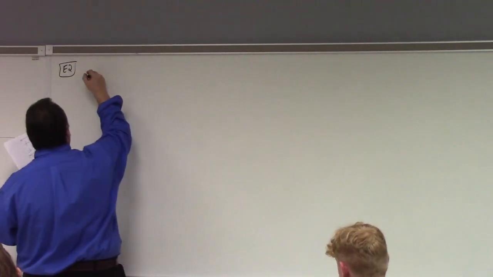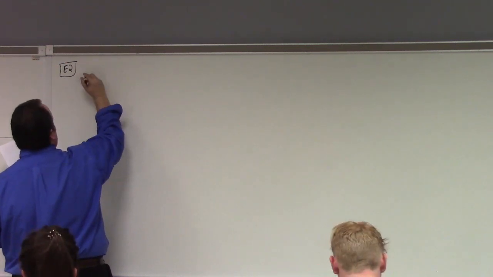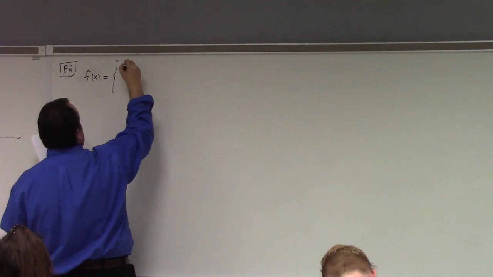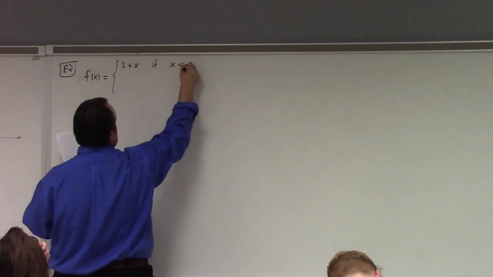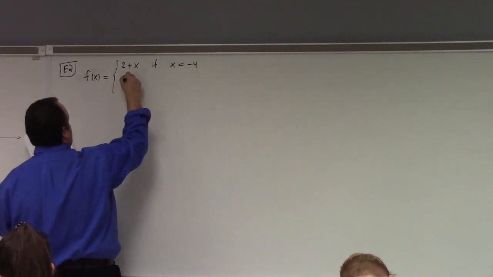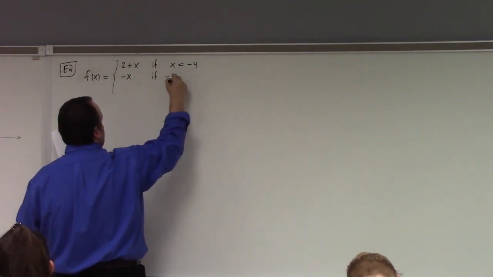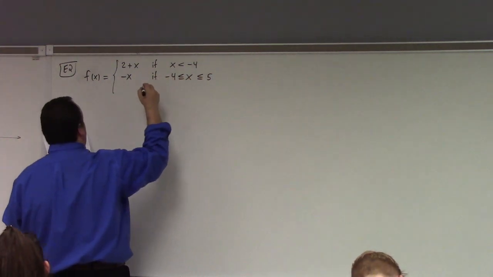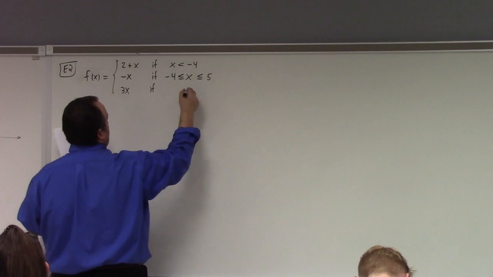Here's another one. We could talk about f of x equal to, this one will have 3 cases. All right, you guys ready? 2 plus x if x is less than minus 4, and then minus x if minus 4 is less than or equal to x is less than or equal to 5, and then 3x if x is greater than 5.